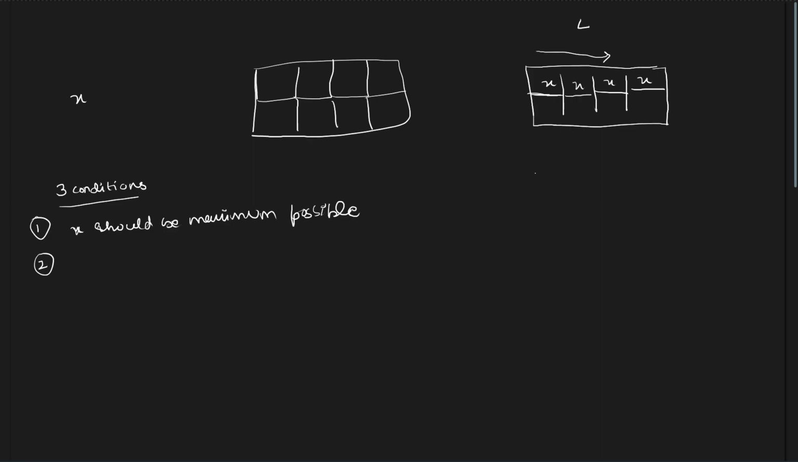which means that x should divide L, or L mod x should be equal to 0. So the second condition is x should divide L.